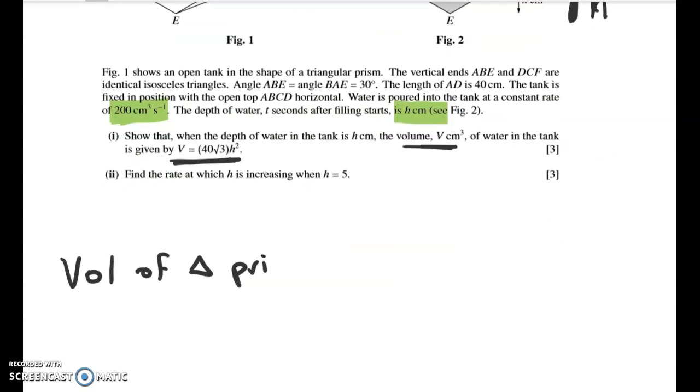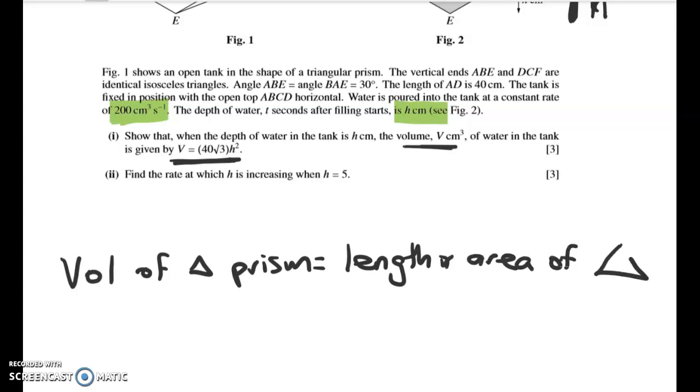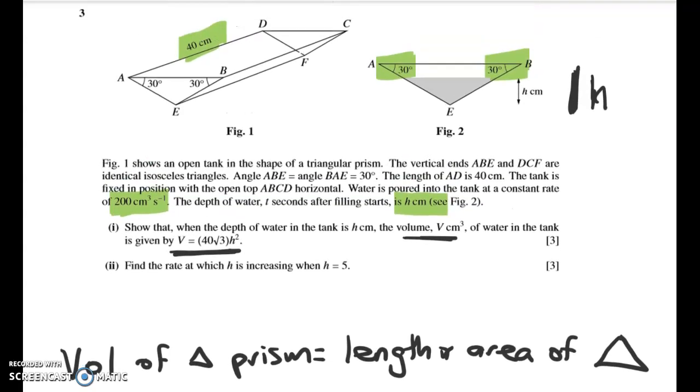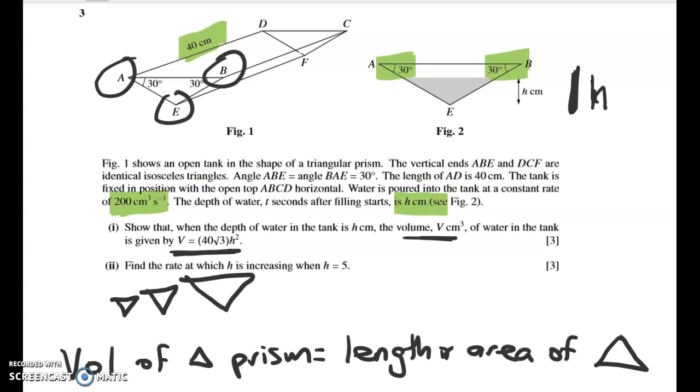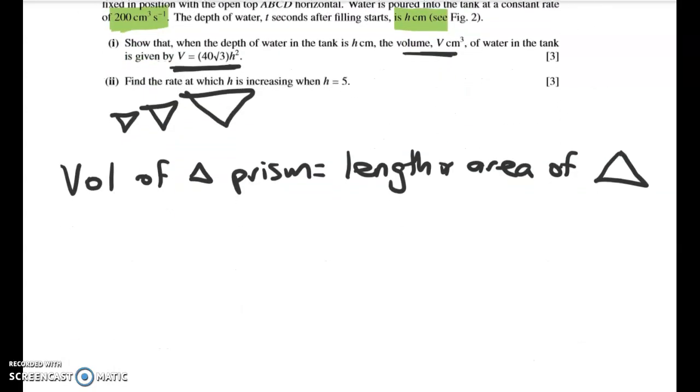So the volume of the triangular prism is equal to the length times the area of that triangle. Right, now that triangle is going to change. So it'll start off as a very small triangle and it will gradually grow. And at its biggest, it's going to have area ABE. So let's see what we know about how that tank is filling up.